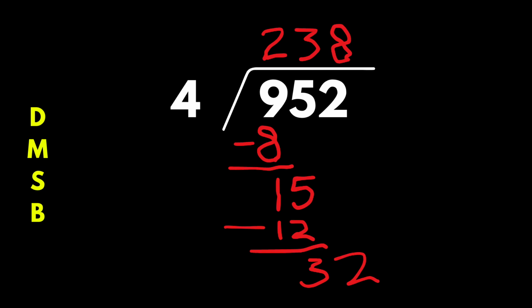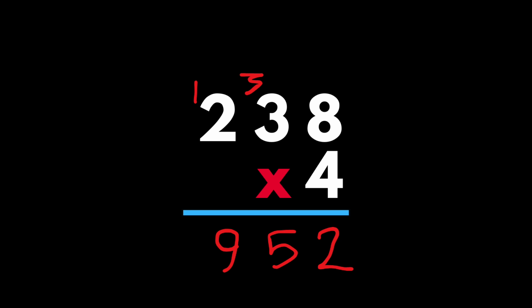Divide, multiply, subtract, bring down. Every single time. You want to verify? Multiply your answer by the divisor. 238 times 4 should give you back 952. It does, and you're done.